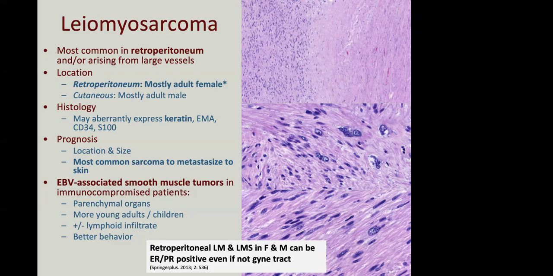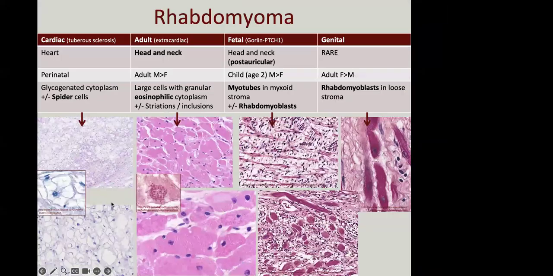They can, in fact, aberrantly express estrogen and progesterone receptors in the retroperitoneum, even if they are not of GYN tract origin, even if they are present in males. So do not use ER/PR as an indication of site of origin. If the patient's immunocompromised, think about doing an EBV stain, because these tend to have better behavior if they are, in fact, EBV positive.